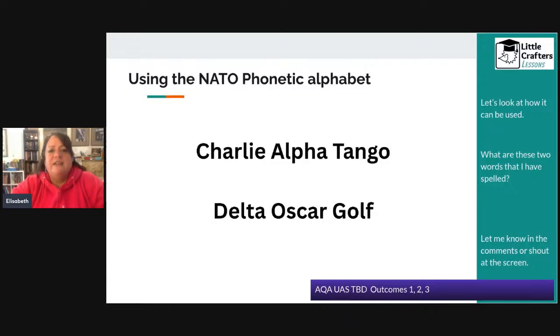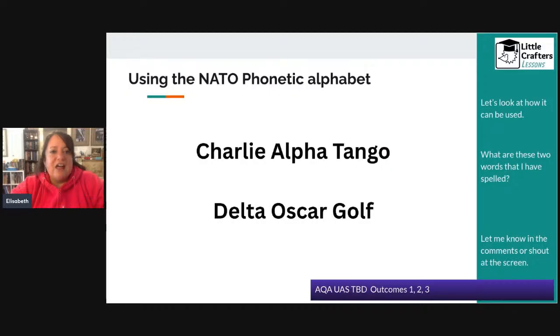So how do you use that? Let's look at it. What are these 2 words that I've spelled? So if I tell you Charlie Alpha Tango, that spells a word, and Delta Oscar Golf spells a word. In order to do it, all you have to do is look at the first letter. So for Charlie, you would write a C. For Alpha, you would write an A. And for Tango, you would write the T: C-A-T, cat. And for Delta Oscar Golf, what would you write? Let me know in the comments or shout at the screen.